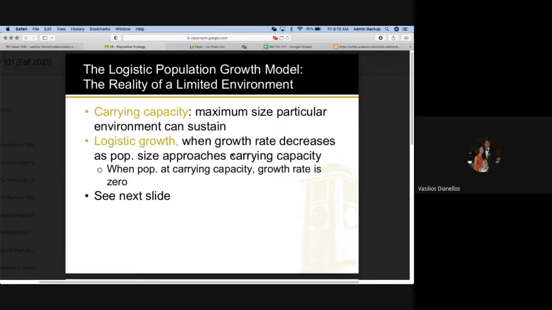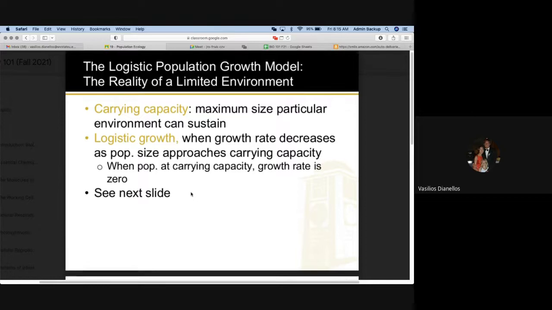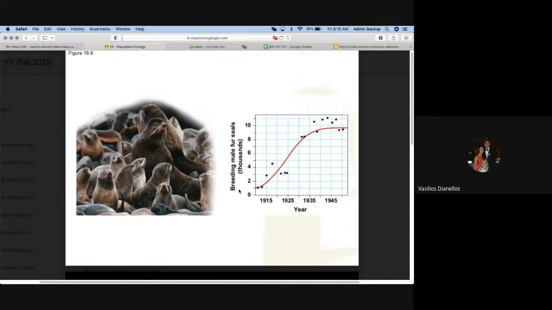Oh yeah, and another thing, really quick. What happens when the population size approaches carrying capacity? The population growth rate is zero. So again, the population essentially quits growing. And here's what I mean by that. And this is a real life example.